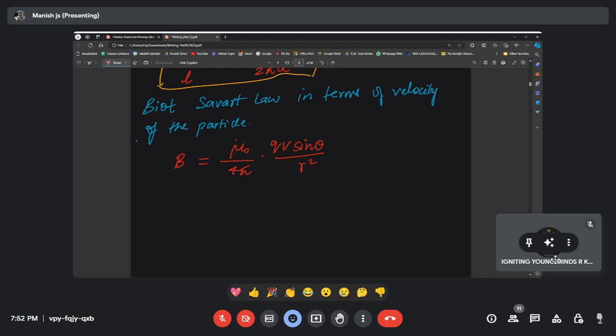And what is theta? Theta is the angle between your conductor, between I and between R, the angle between I and R. That R is nothing but your displacement vector. You must keep that in mind. So that is the angle theta. So this is the formula in terms of velocity for Biot-Savart law. This formula is important. This is one aspect of it.